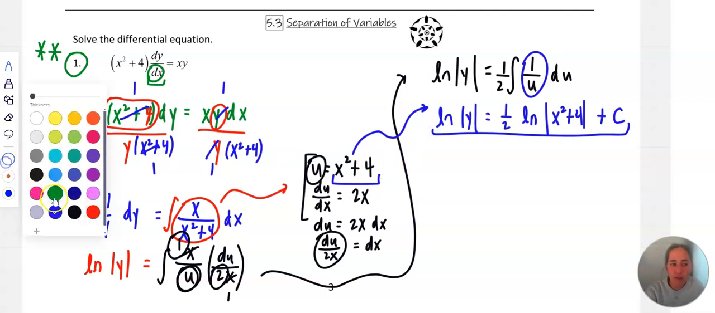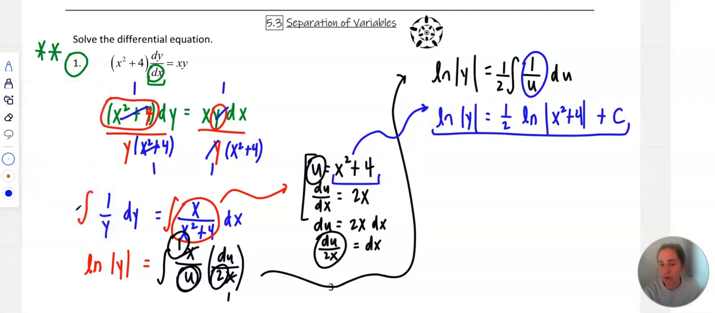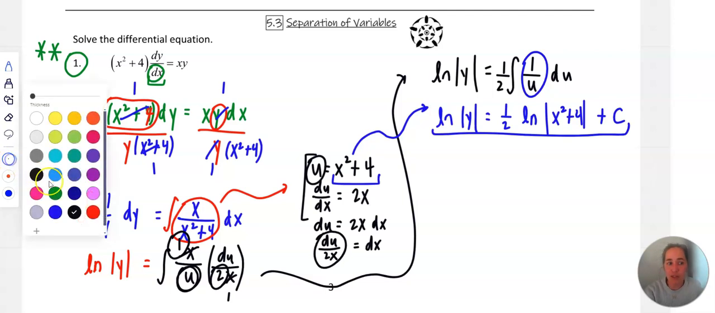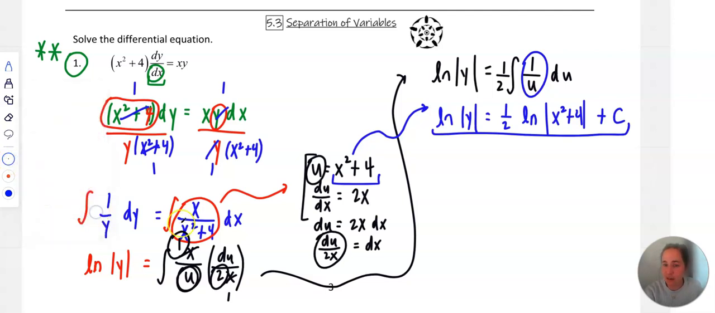When we saw one of these earlier, in previous notes, we thought we could exponentiate both sides. We could raise e to both sides of the equation, and it would make things work out really nicely on the left-hand side of this. So I'm going to raise e to the natural log absolute value of y equals e to the 1/2 ln x squared plus 4 plus c. Okay? Now are the finishing touches.